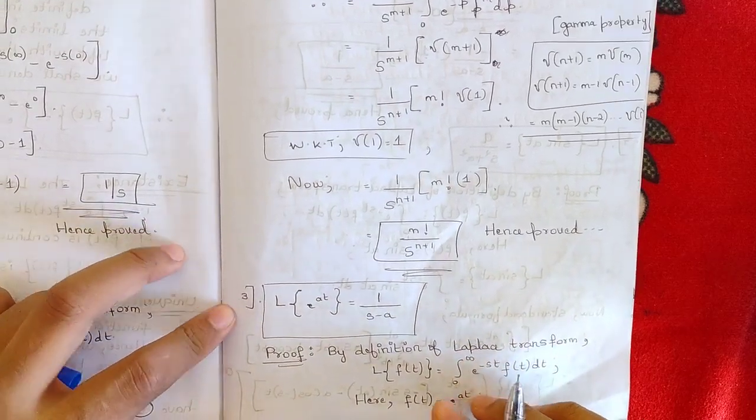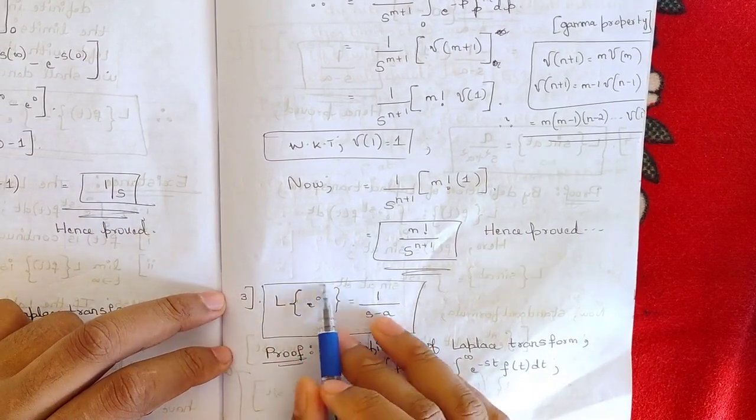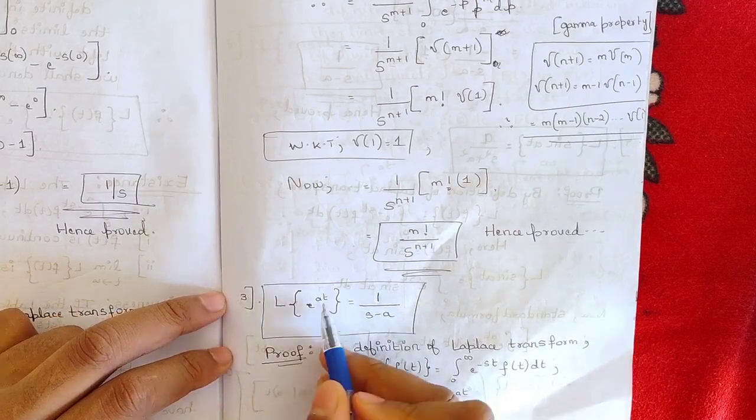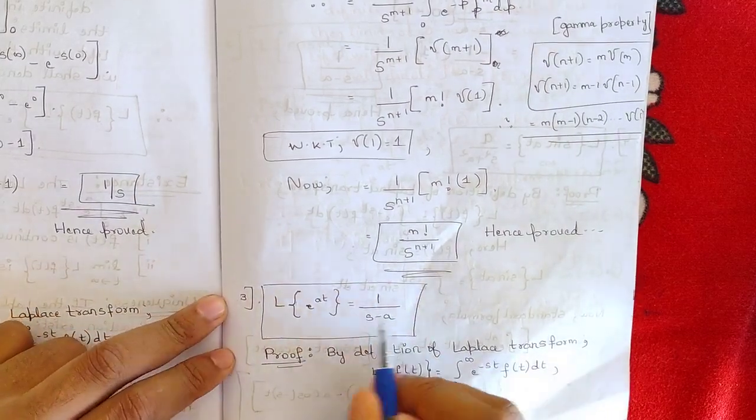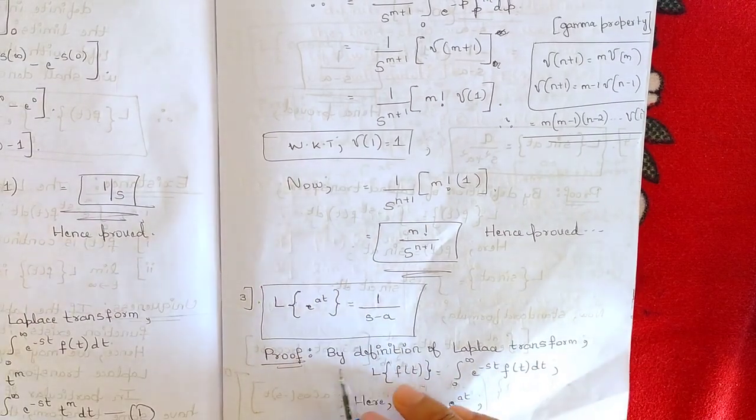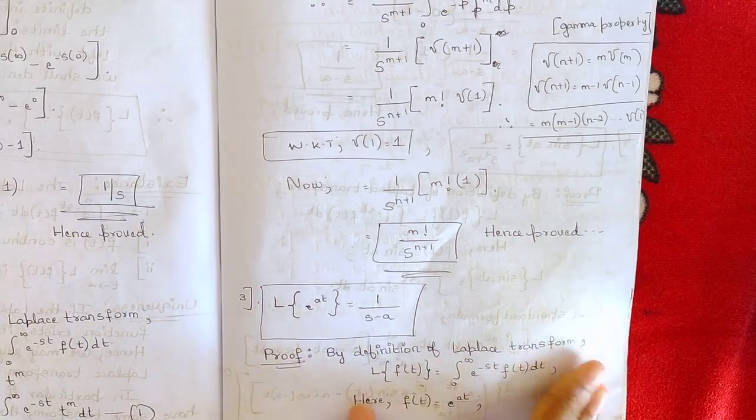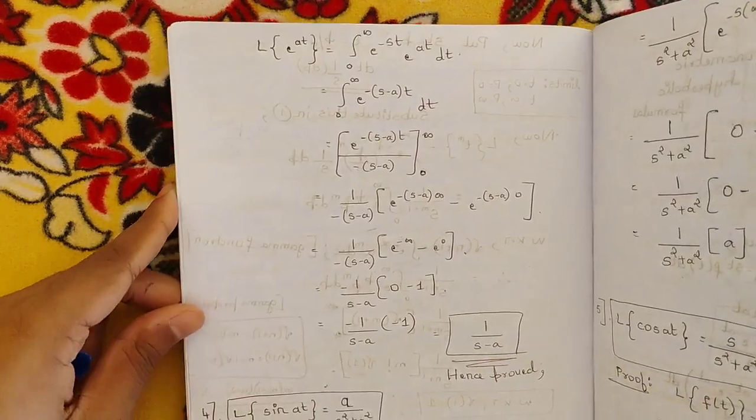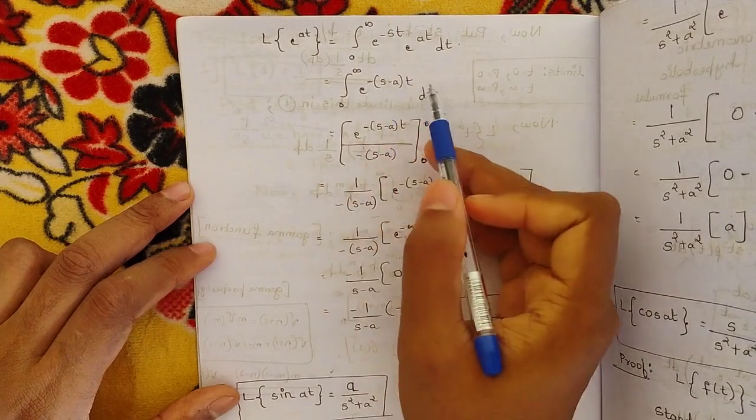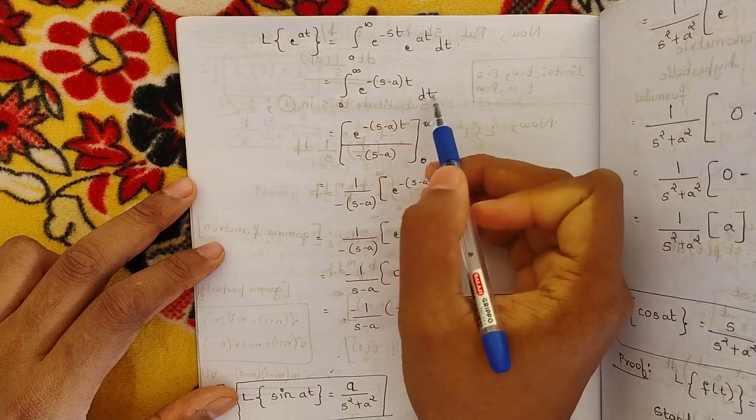Next, the third one: Laplace transform of e to the power at. What we are getting is 1 divided by s minus a, where a is any constant value. By definition, again apply the definition. In place of f of t we have e to the power at. Put that e to the power at; here the powers are the same, so they get added up: the integral of e to the power minus of s minus a t dt.